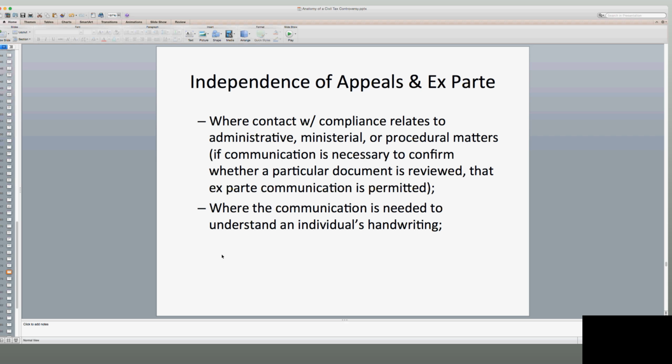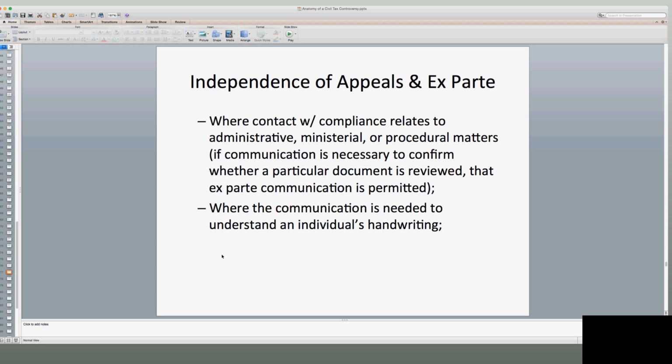Where contact with compliance relates to administrative, ministerial, or procedural matters, again, that is an exception. Well, that's a whole thing. What's an administrative, ministerial, or procedural matter? I'm afraid that will sometimes, if the appeals officer is ever confronted, or is ever alleged to have violated the ex parte rule, they would probably rely on this exception.